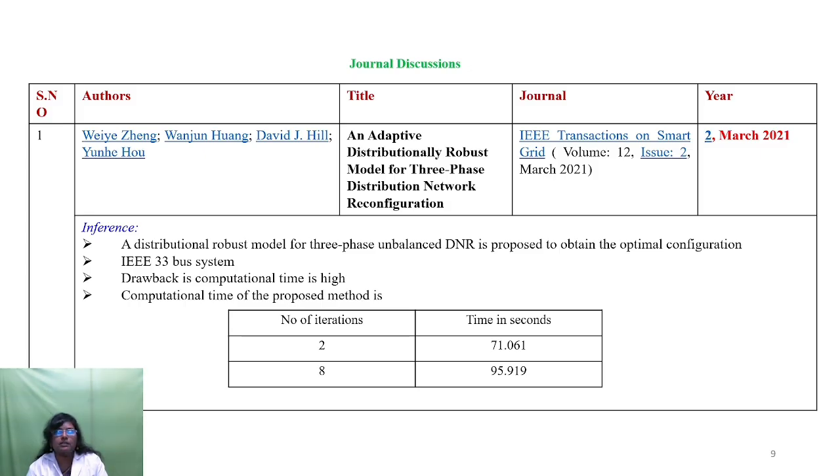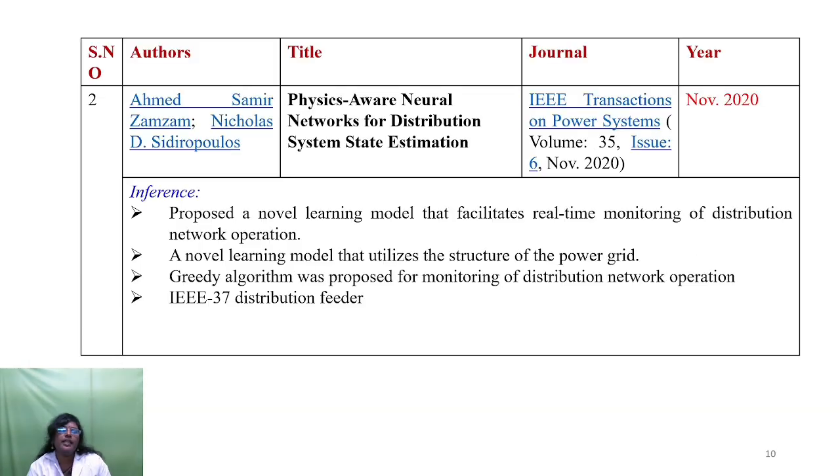The main drawback is the computational time is very high, and the proposed method took very few iterations to reach convergence. For 2 iterations, the computational time is 71.061 seconds to reach convergence, and for another system the number of iterations is 8 and it took 95.919 seconds to reach convergence. Next, the second paper is the physics aware neural network for distribution system state estimation. This paper was published in the year 2020.